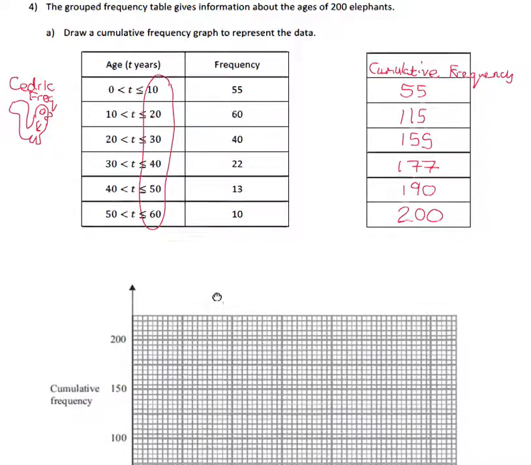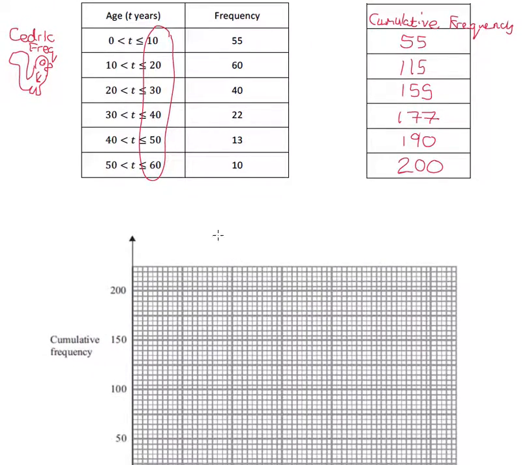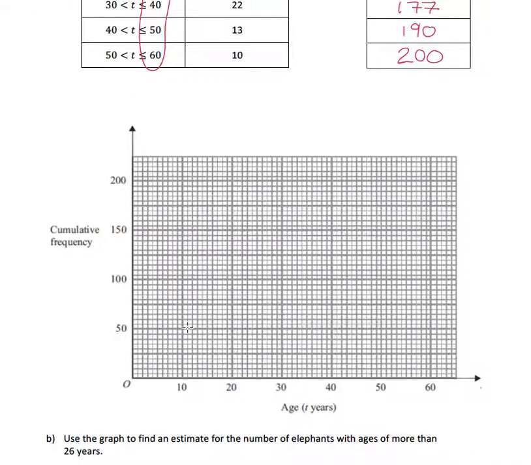Okay, so if we have a look what that would look like, we need to plot age of 10 against a cumulative frequency of 55. So age 10 up to 55. Now our scale here is going up 60, 70, 80, 90, 100. So each of these small squares is 5. So there is 55.